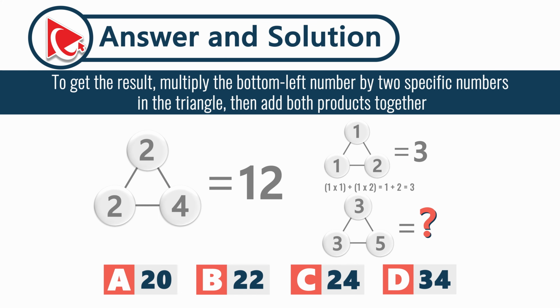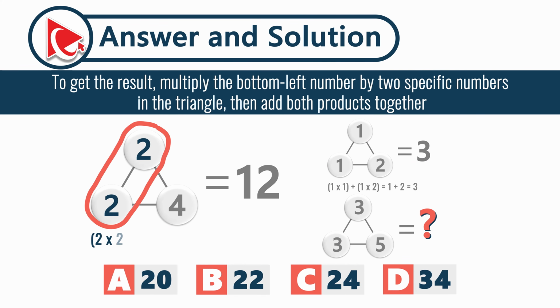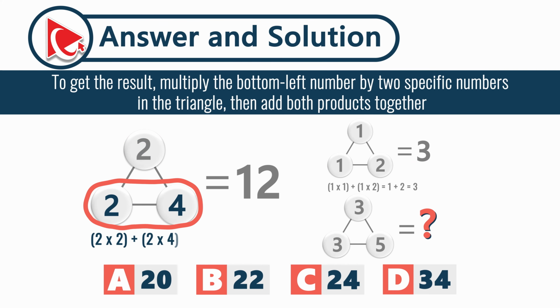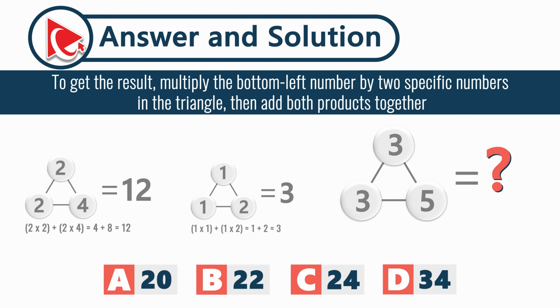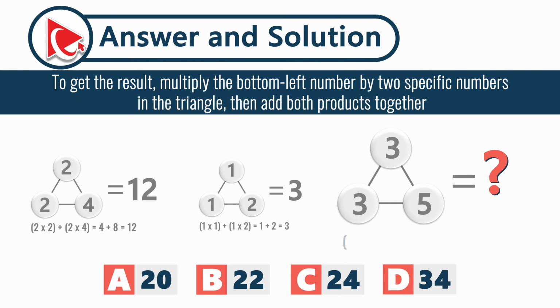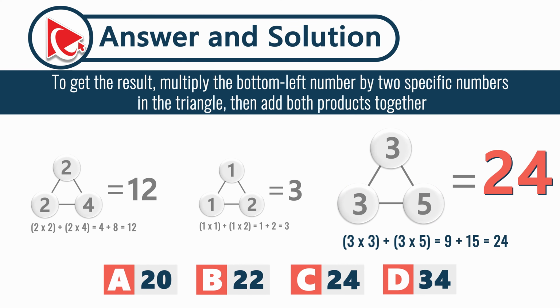Let's switch to the second shape. 2 multiplied by 2 plus 2 multiplied by 4 equals 4 plus 8 and equals 12. And now you know how to find the missing number. 3 multiplied by 3 plus 3 multiplied by 5 equals 9 plus 15 and equals 24. So the correct answer here is choice C, 24.